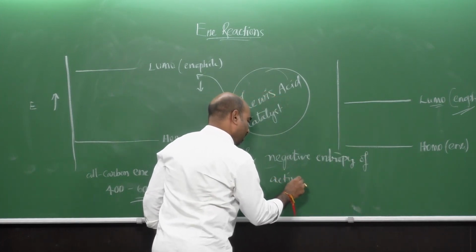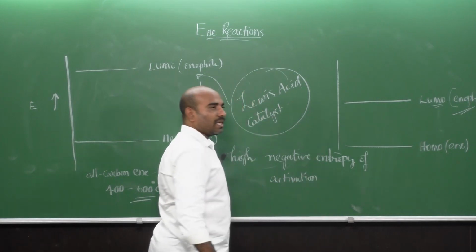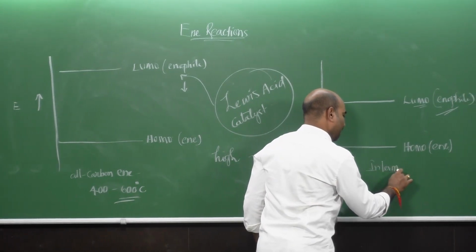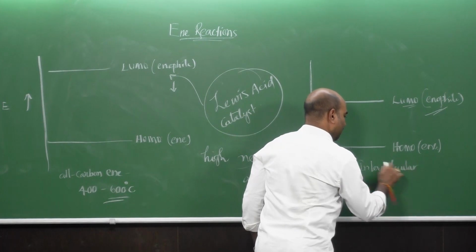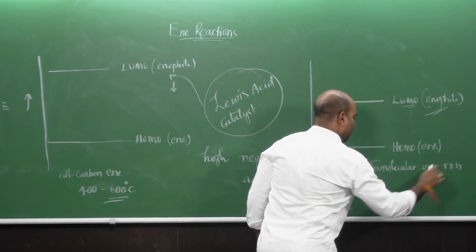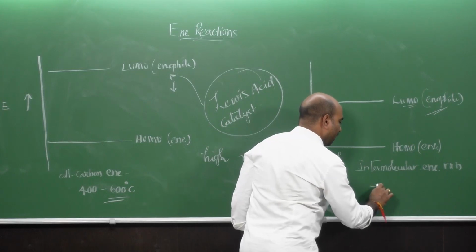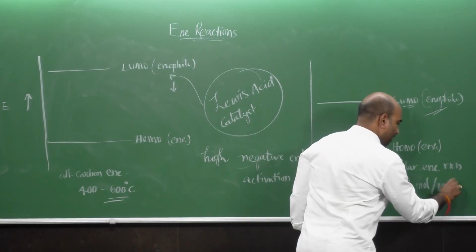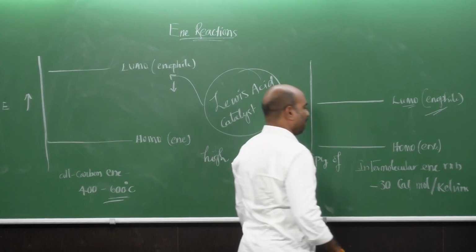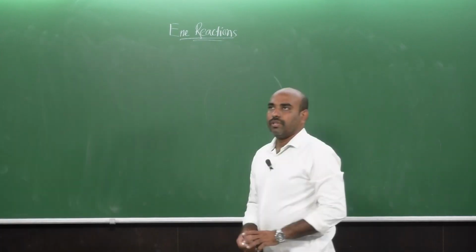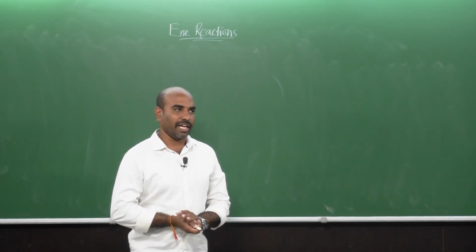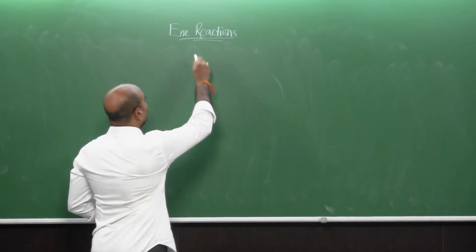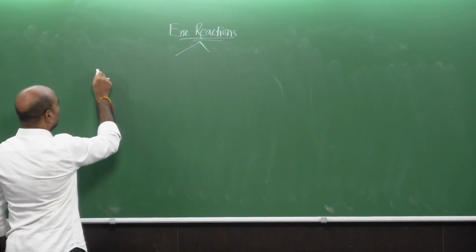Therefore, in the case of an intermolecular ene reaction, the entropy of activation might be around 30 calories per mole per kelvin. Okay. So, this is the case. Ene reactions are further classified into two more types. One is the intermolecular ene reaction and the other is the intramolecular ene reaction. So, you can see two different types of ene reactions.